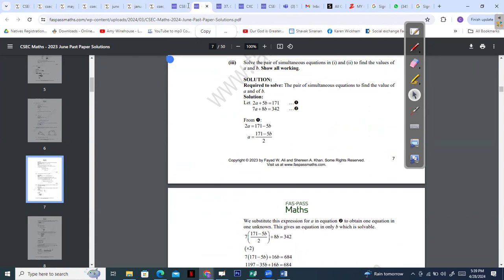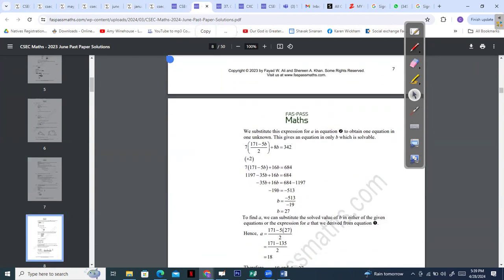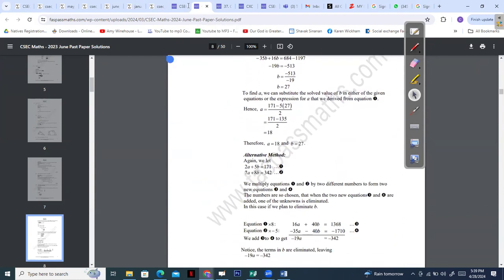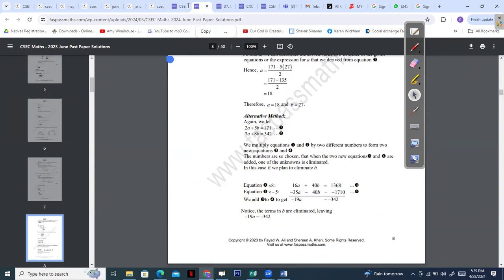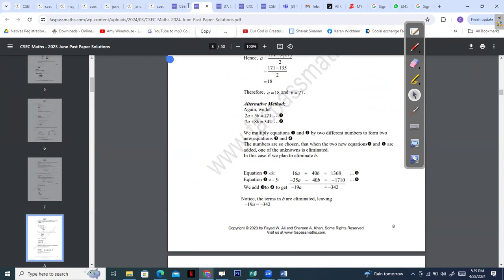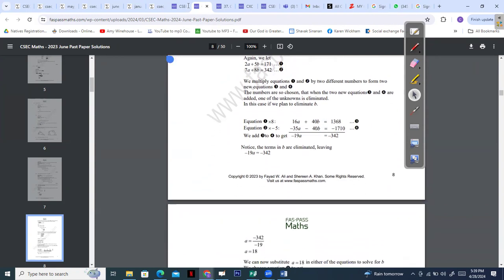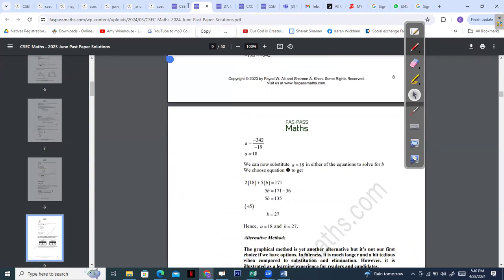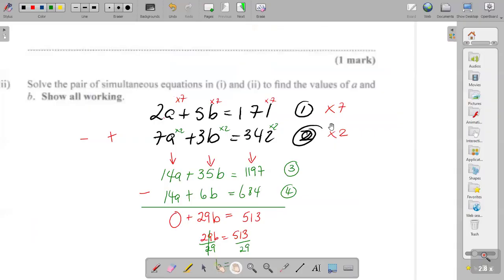What kind of method does CXC use? What is this? I'm just checking to see the answer. So instead of the A's, they changed the B's, but it should be the same answer though. They found A is 18 and they got B is 27. So maybe I made a mistake with the calculations. Let's check it again. Let's go back. So people, calculators, let's check this again.